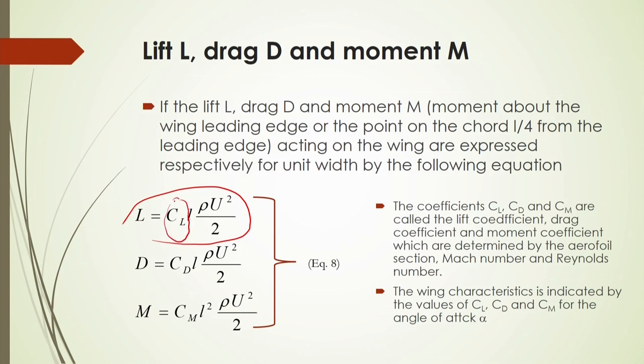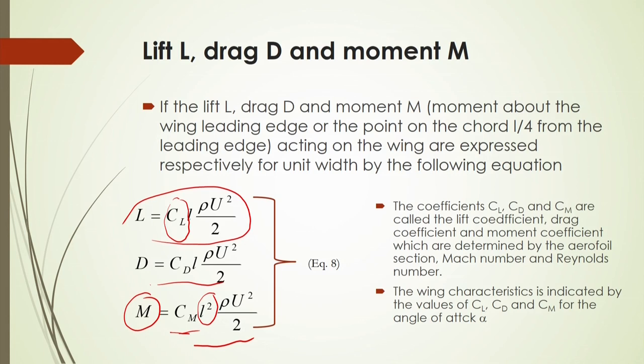The proportionality constant is called C L. The C L of course will depend on the Reynolds number of the fluid flow. The drag force, as per that definition again, will be C D into l into rho u square by 2. The moment will again depend on that kinetic energy and also on the geometry, that is the cross-sectional area, here l square in this case. So, C M will be the proportionality constant. C L, C D and C M are the lift coefficient, drag coefficient and moment coefficient.